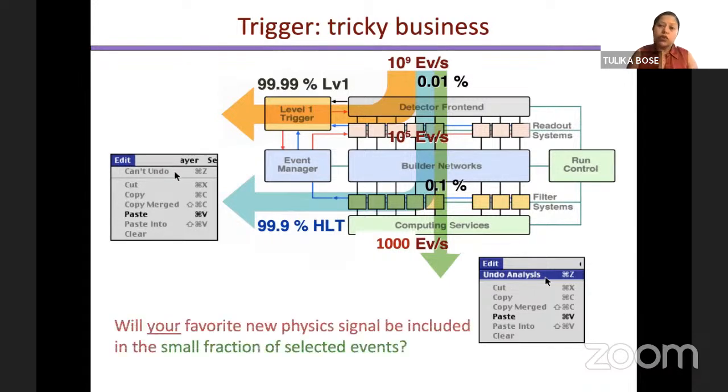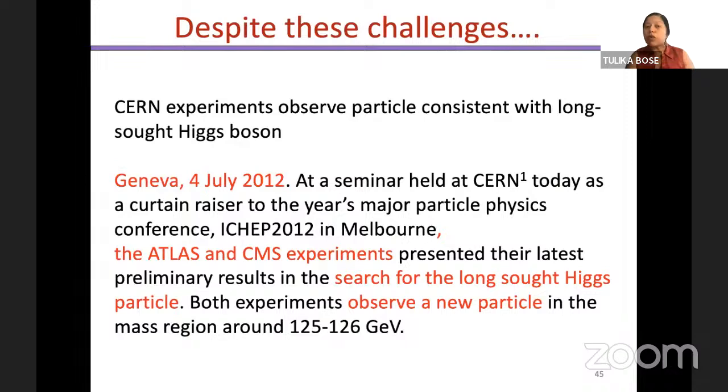So an important question really for us is, is our favorite new physics signal included in the very small fraction of selected events that we wrote out? And this was the challenge of the trigger that we tried to address in many different ways. But we were able to, and in fact, as a result of all of this work, the CERN experiments were actually in 2012 able to observe a particle that was consistent with the long-sought Higgs boson.